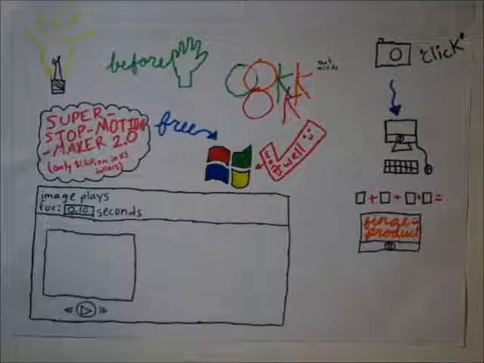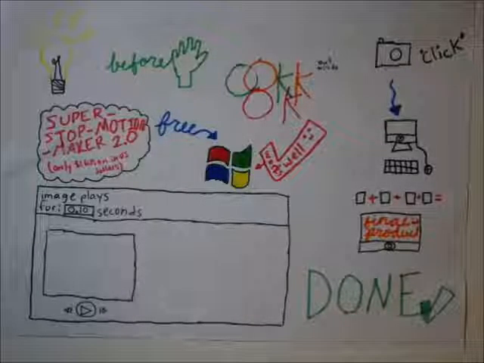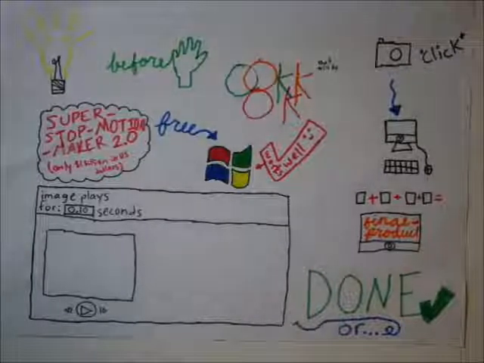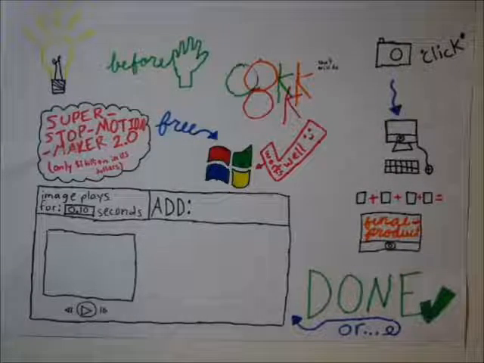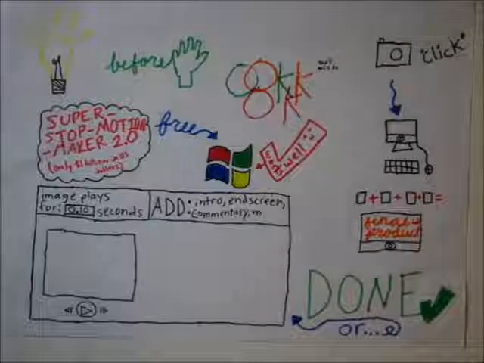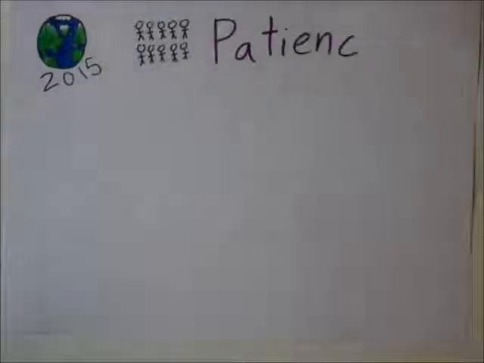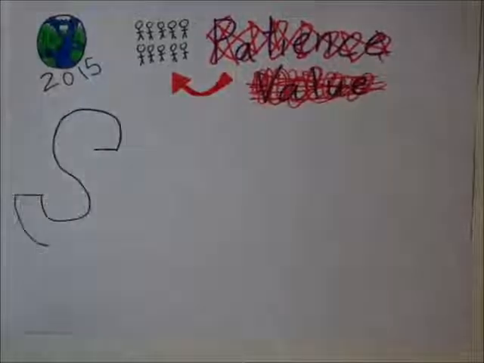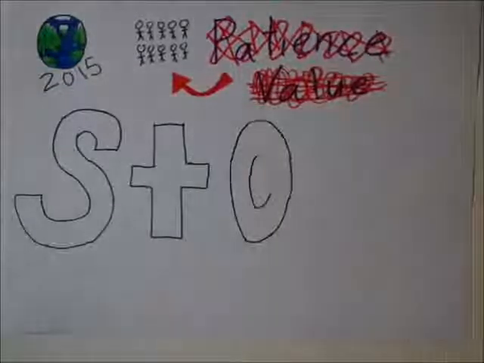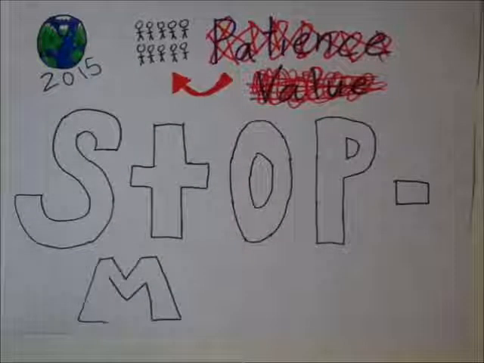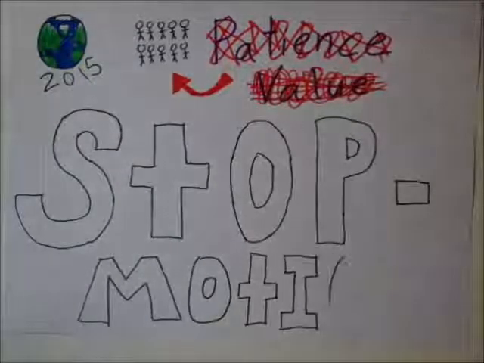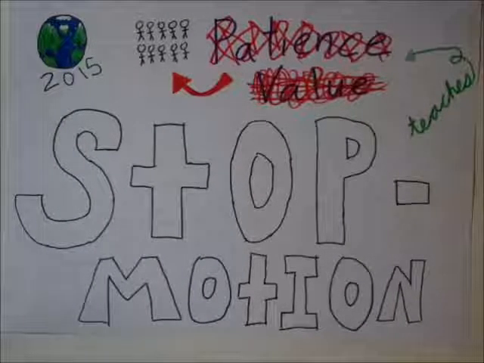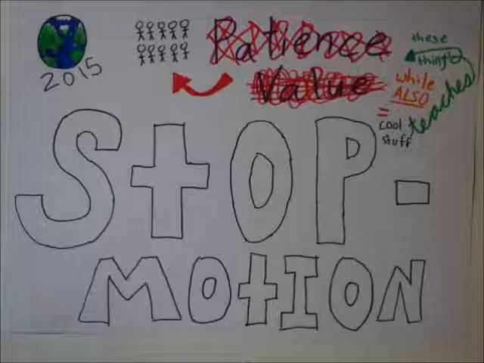Set the program so that each image plays for 1/10 of a second. At this point, you can be done with your stop motion, or you can add other things to your video, like an intro, an end screen, commentary, music, or other special effects. In today's world, many people have lost their sense of patience and value. Stop motion can help teach these qualities while also producing an amazing product.